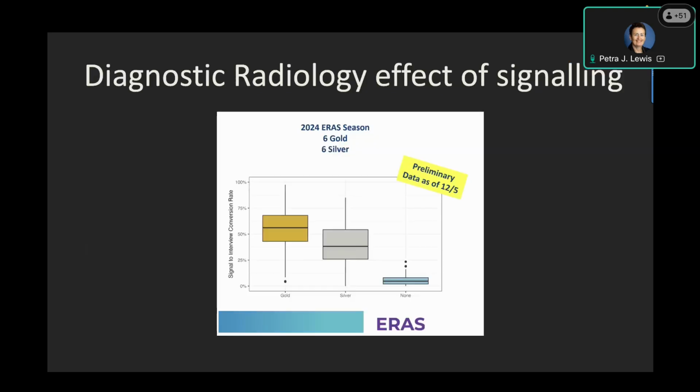This was from 2024 with 6 gold and 6 silver. I could not find for the life of me any more recent information than this. But if you look at how likely you are to be interviewed if you're gold versus silver versus none, you can see there's a big ratio between those. So you have to be very, very strategic.